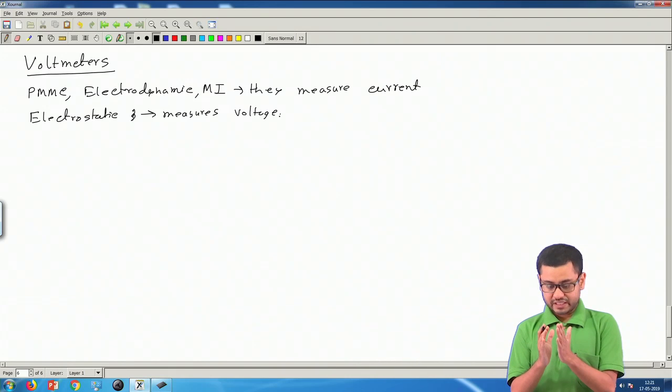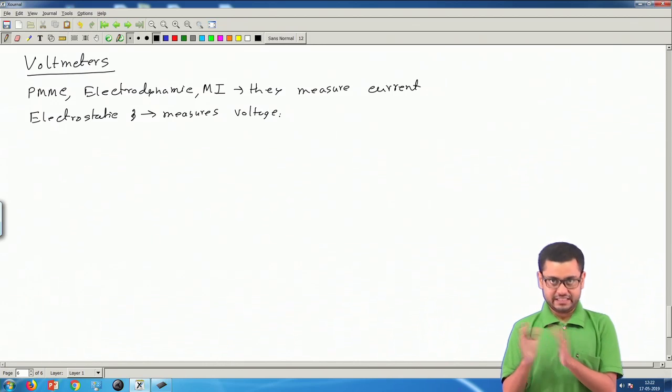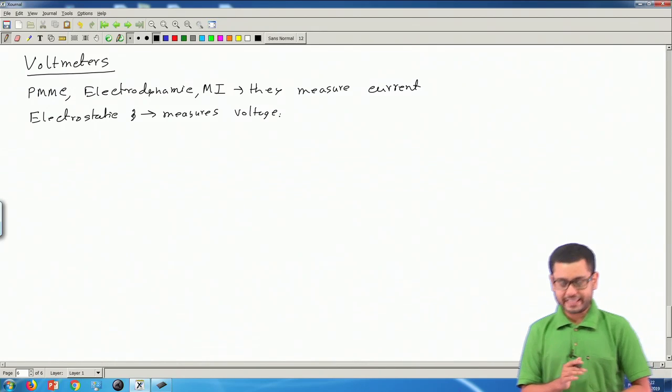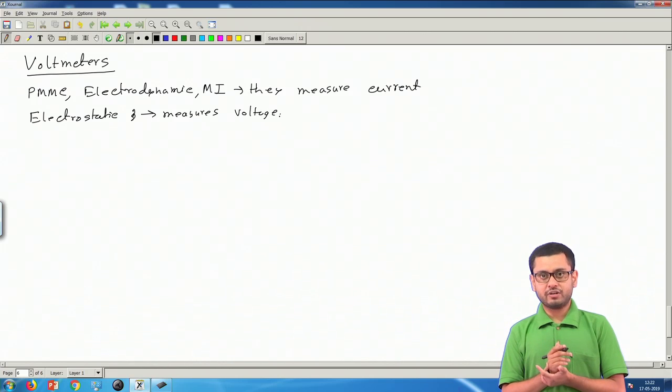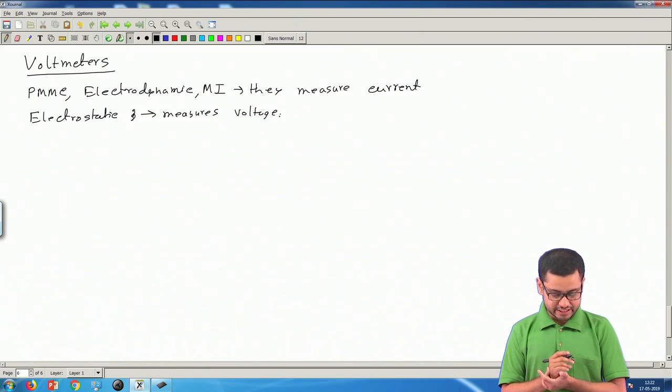So, it is sensitive to voltage, but no current can flow through this meter. So, we cannot measure current directly. We can measure it indirectly, but not directly. But electrostatic instruments are not generally used much. This is used only for some high voltage applications mainly.